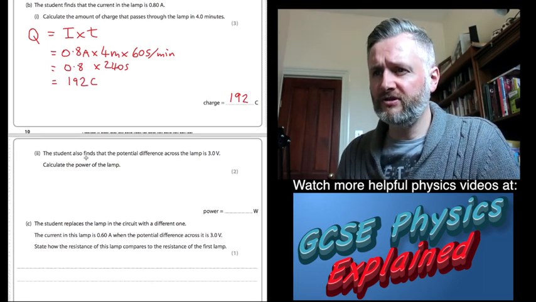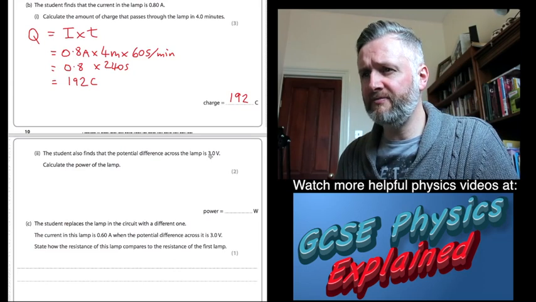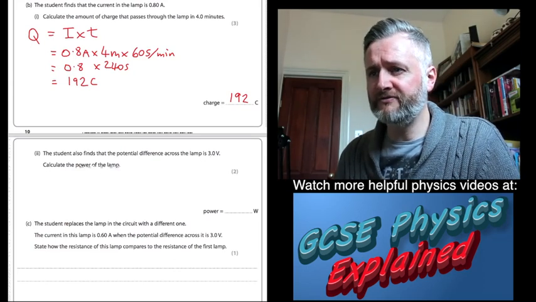Part 2. The student also finds that the potential difference across the lamp is 3 volts. Calculate the power of the lamp.